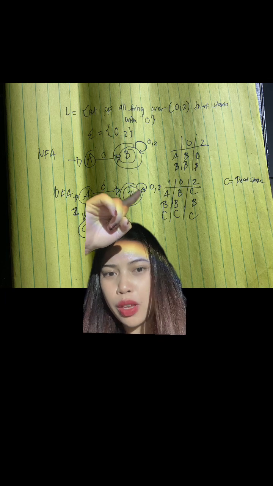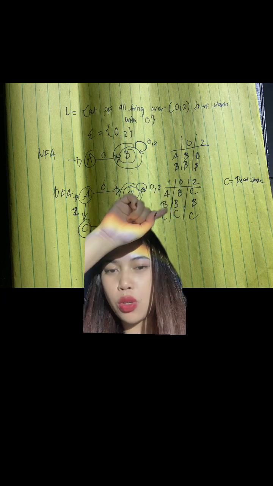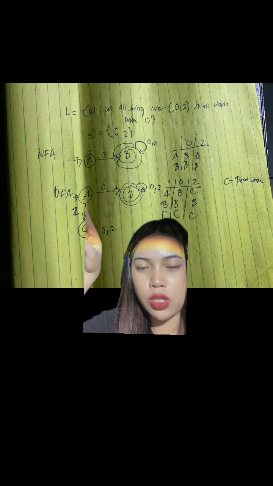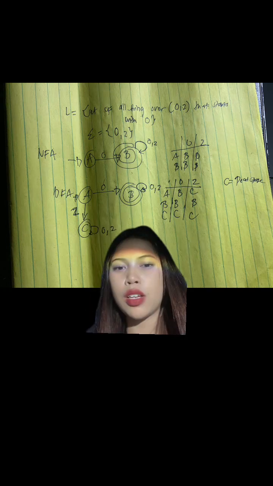since it's nowhere, we put C as the dead state there. So nowhere becomes C. So we put C here under the A. So the A that arrows with 2 is C, and B that arrows with 0 is B, and B that arrows with 2 is also B. So C that arrows with 0 is C, and C that arrows with 2 is C. So that is the sample of the conversion of NFA into DFA.